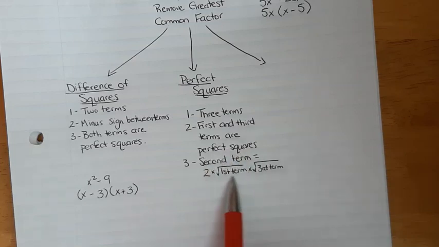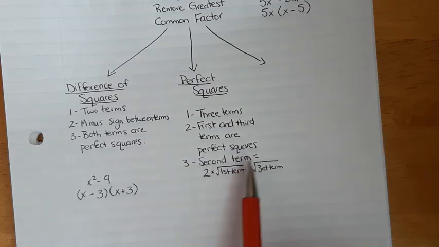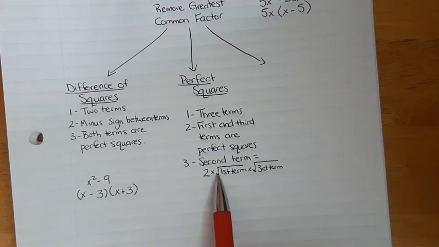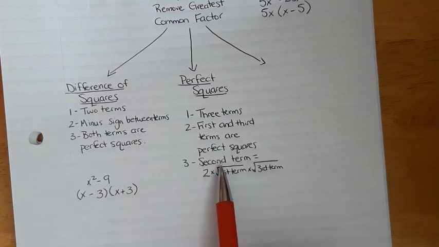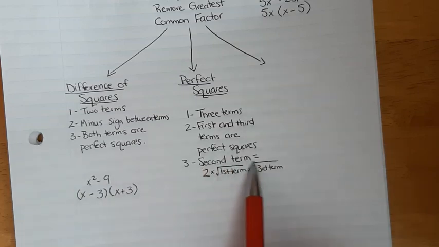And then this is the kicker, the third criteria: the second term is equal to 2 times the square root of the first term times the square root of the third term. And this is the last feature that you have to verify before you can go ahead and factor it as a perfect square. This is the last thing you need to verify.